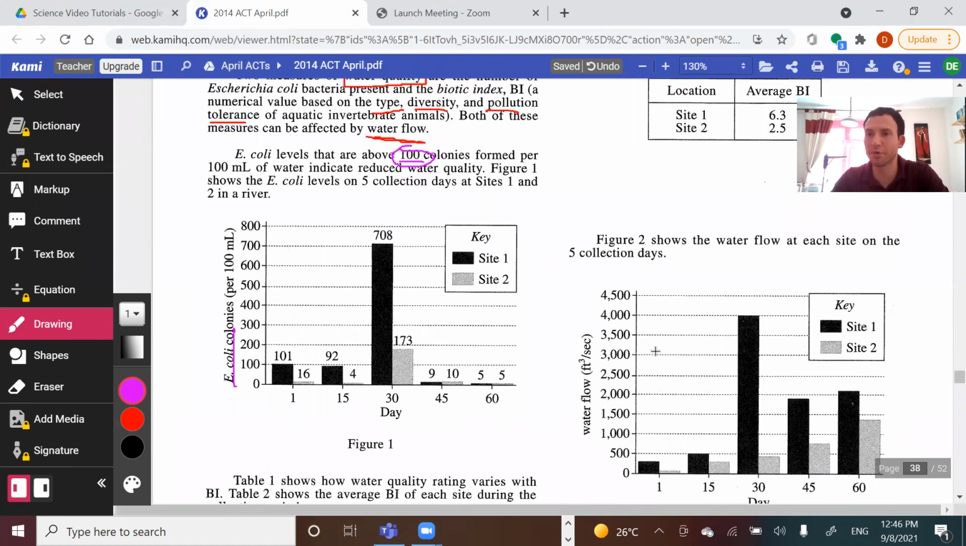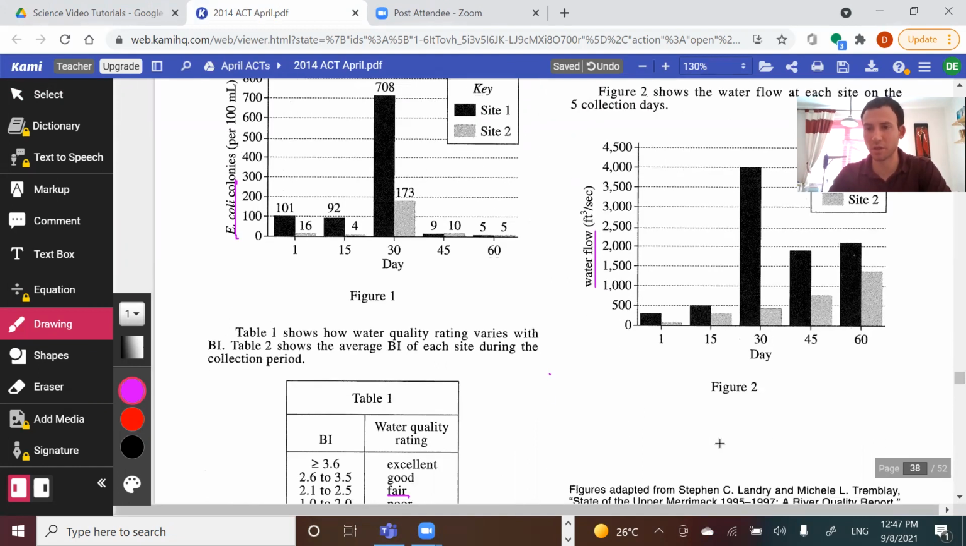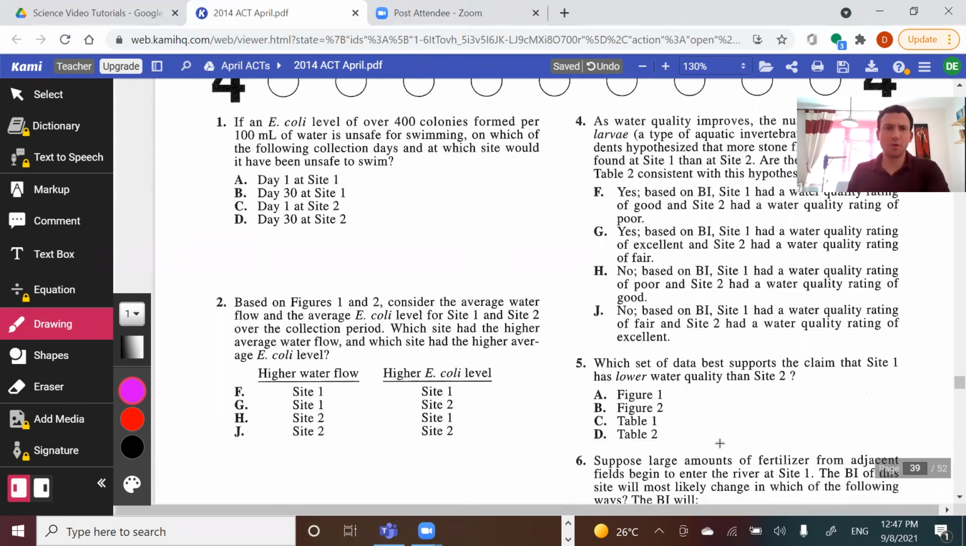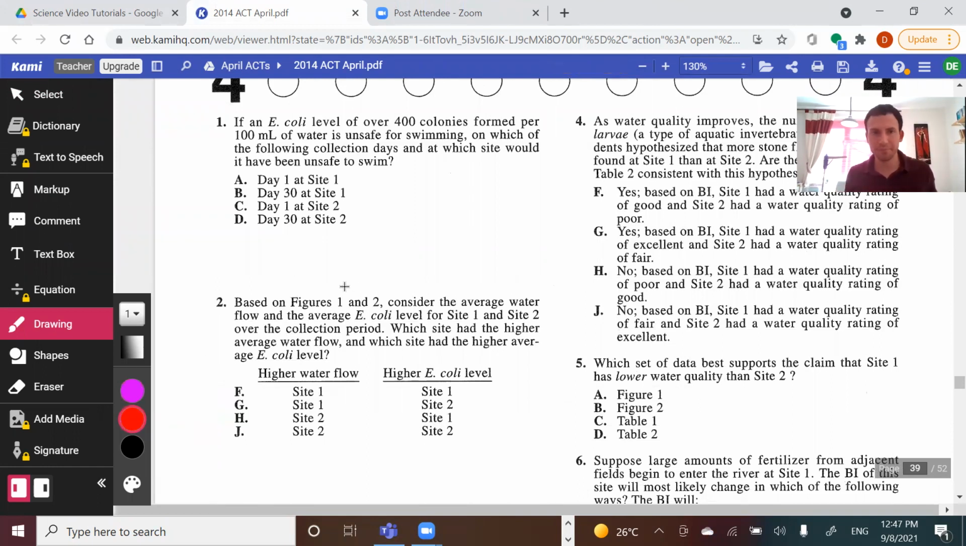Figure 2 shows the water flow at each site on the 5 collection days. So our input is still the days and the site, but our output changes from E. coli to water flow. So that's the difference between these two tables. You'd be surprised, but so often students will miss questions because they just forget which table is measuring which output. And what we see is that site 1 has pretty strong water flow compared to site 2, which is a good thing for water quality. Okay. Question 1, and again, the questions go in order of difficulty. So let's go through the questions and see how we should go about doing them.